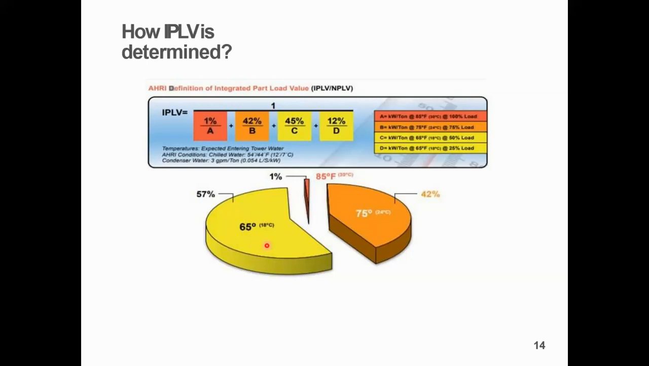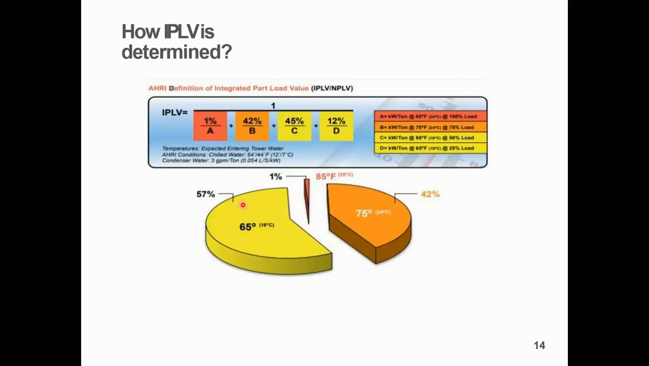Now, we who are system designers all know that this is kind of impossible, because in practical conditions, if we are in Kolkata, we know the Kolkata wet bulb condition, 57% of the time a 65 degree Fahrenheit condenser-in temperature is almost impossible.